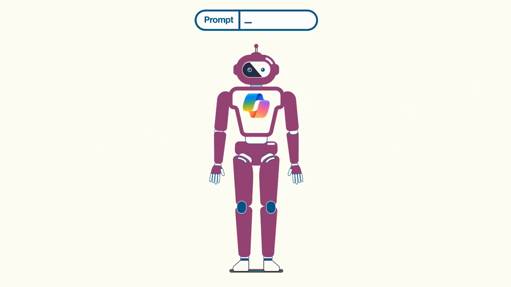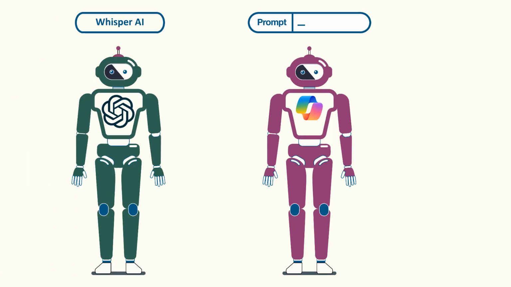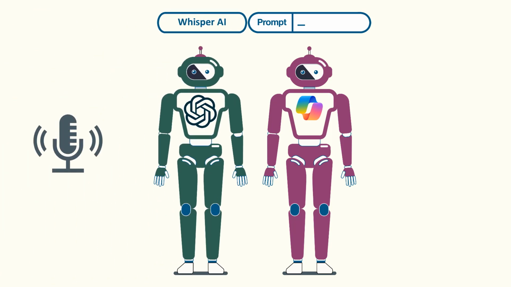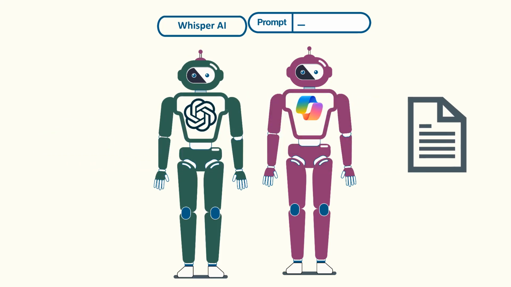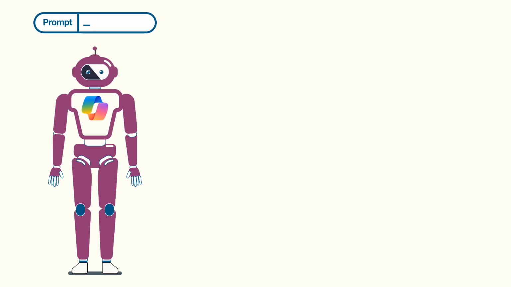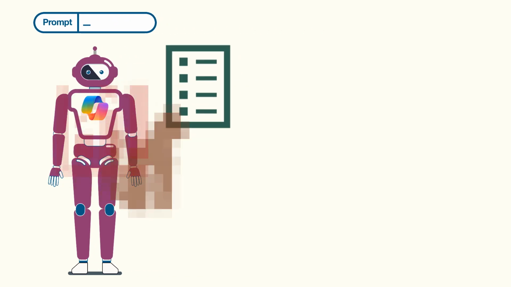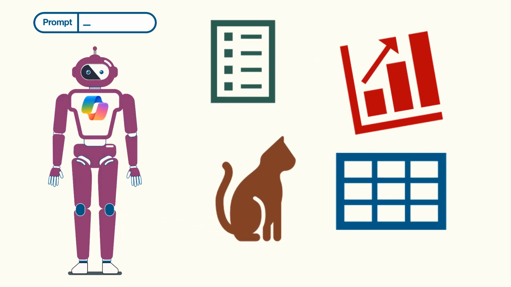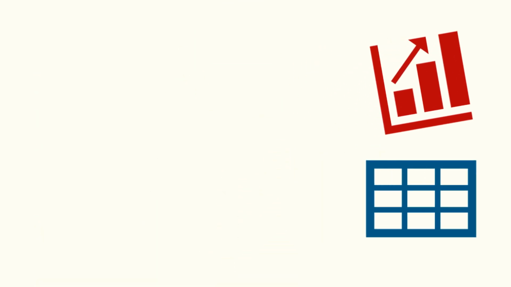Another robot labeled Whisper AI appears. Together they transform a podcast into a transcript. Transforming a podcast into a written transcript with speaker attribution and formatting. The Copilot robot creates text, images, tables, and graphs. And generating sample content for use in accessibility workshops. I'll share how you can recreate these scenarios.